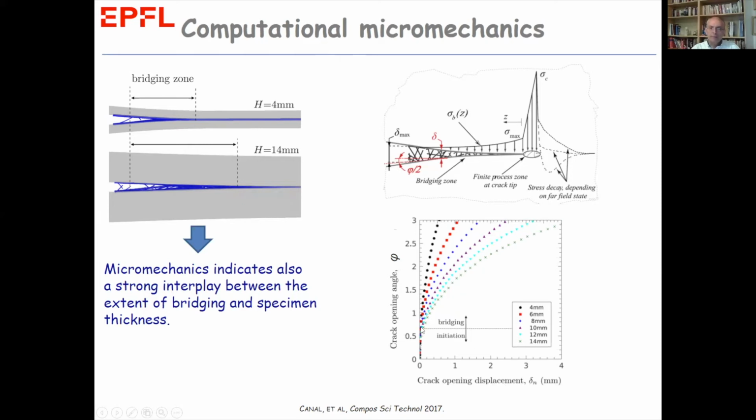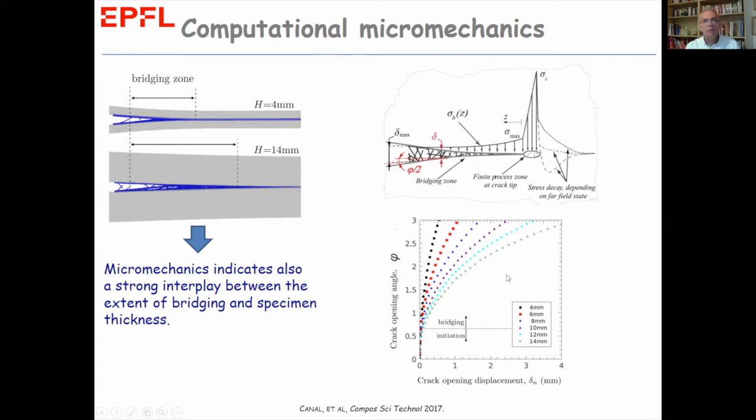After a certain point, the data diverge, so they are the same, and the thickest specimen and the thinnest specimen differ quite significantly. So this tells us that bridging has an enormous effect on the crack opening angle. Here again, this very first part corresponds to the bridging zone. I'm sorry, the process zone ahead of the crack tip. So this tells us that indeed, the crack opening angle is very, very important.